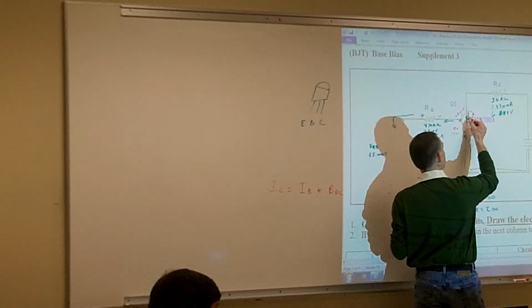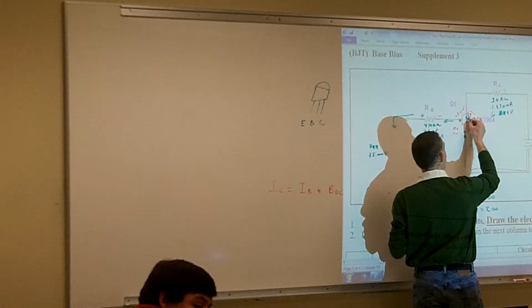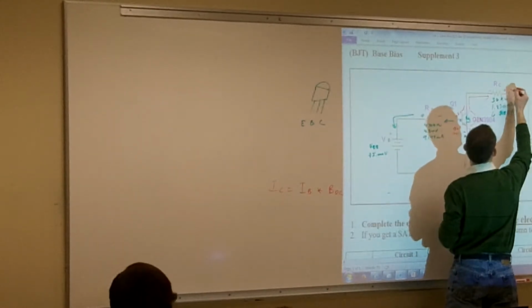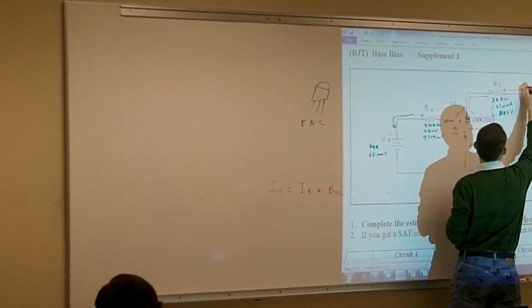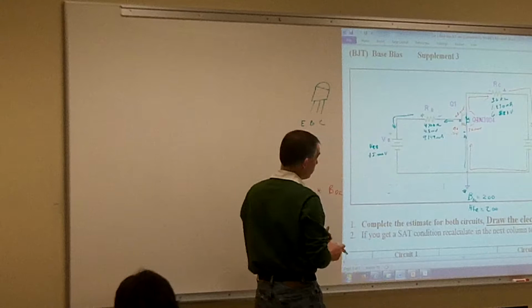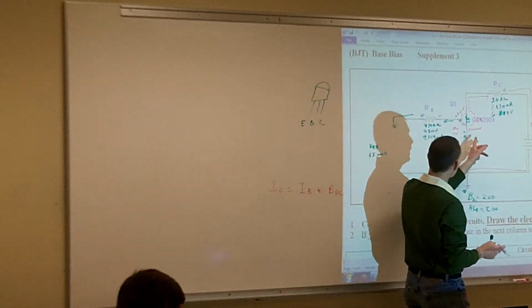It's going to see that resistance. It's going to have a certain amount of voltage drop. Then it's going to go back, go across, go through our RC, and then back into my source. So the one in the red, that's our collector current.